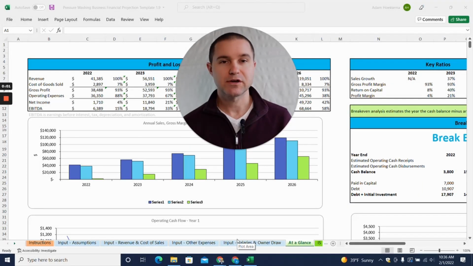Hey, if you're thinking about starting a pressure washing business and you want to know what the startup costs are, what the common operating expenses are, how much revenue you can actually generate from this type of business, and ultimately how much profit you can make running your own pressure washing business, then this template and tool that we've developed is really going to be helpful for you.